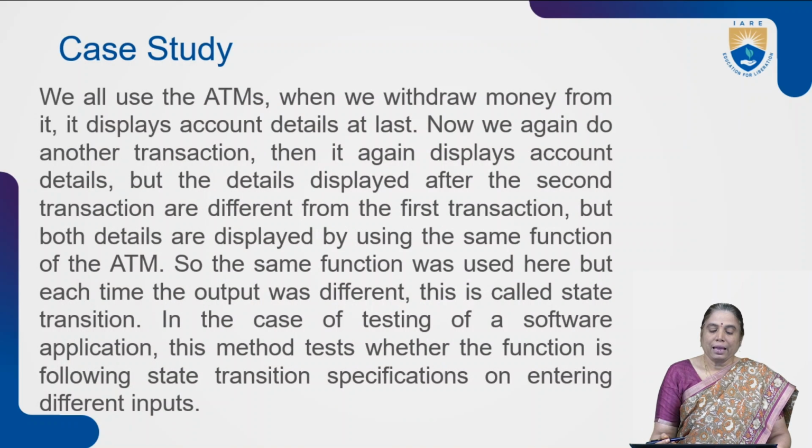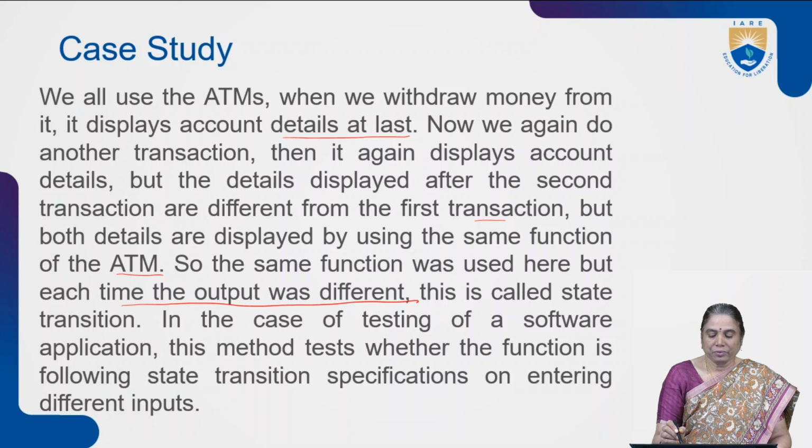So we consider an example of an ATM. When withdrawing money from the ATM, it displays account details at last. Now we do another transaction, then it again displays account details. But these are displayed after seconds. Transactions are different from the first transaction. But both details are displayed by using the same function of the ATM. So the same function was used here, but each time the output was different. This is called state transition.